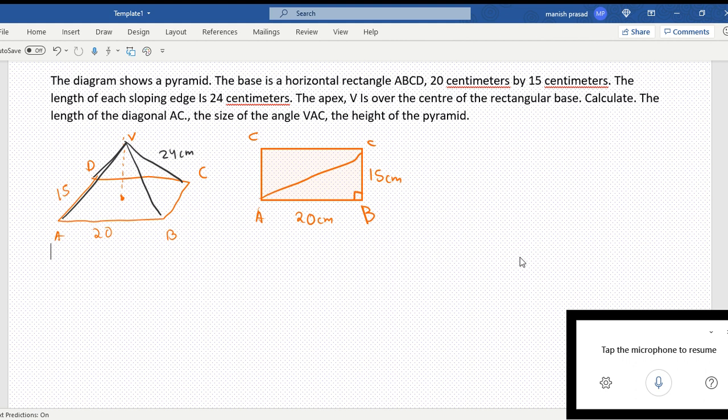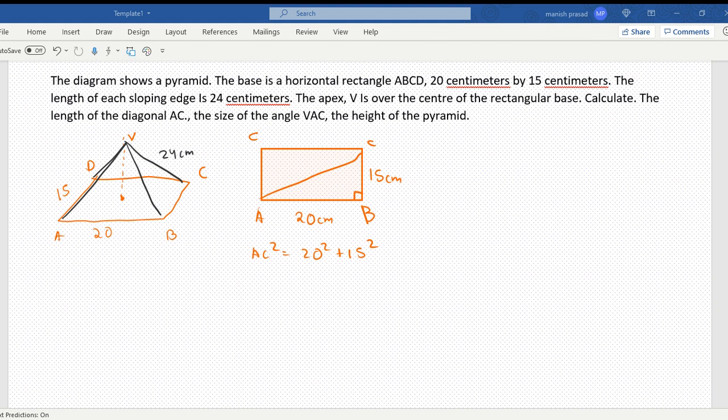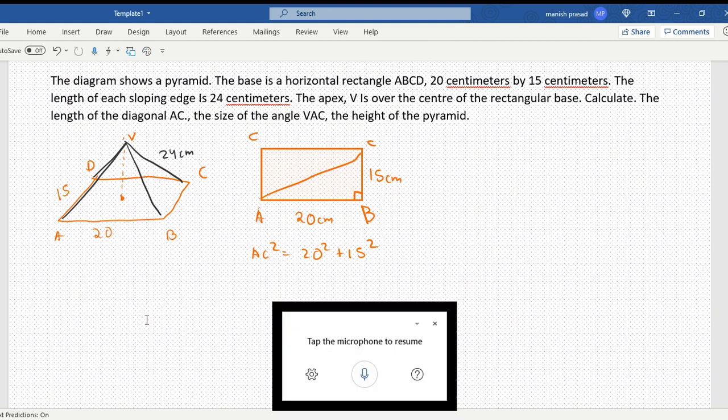In Pythagoras theorem, again, what is going to happen? AC square is equal to 20 square plus 15 square. So give me the answer for AC. We got the answer of AC as 25. Now, the second thing we have to find is the size of the angle VAC. Now look at this, VAC, how does it become? Angle VAC, so A will be here. So take care, let's make this. This is V, this is point A, and this goes up to here, C.